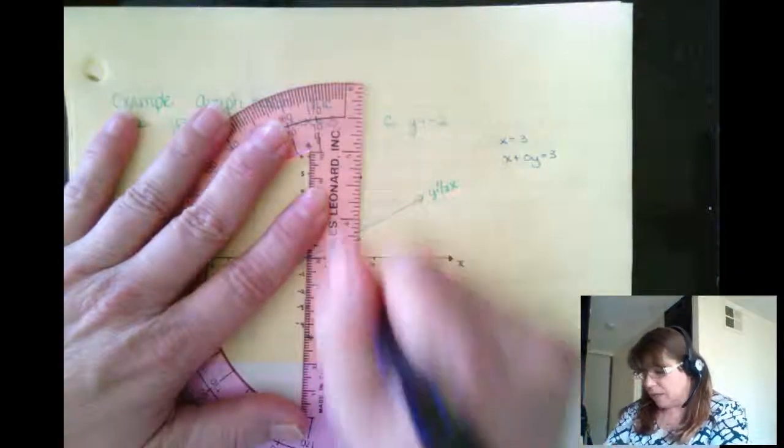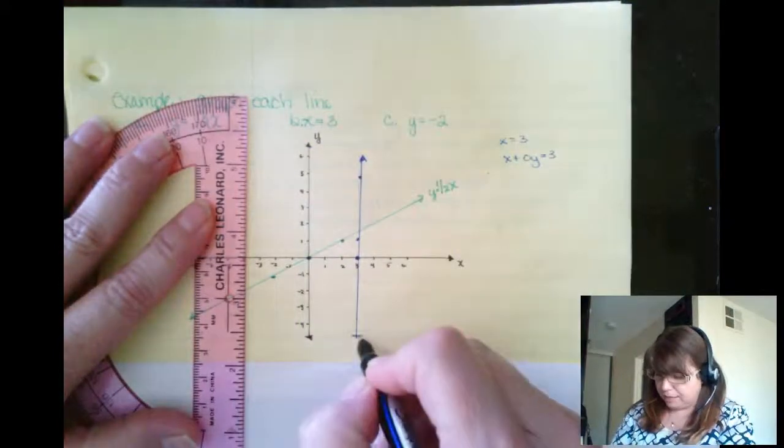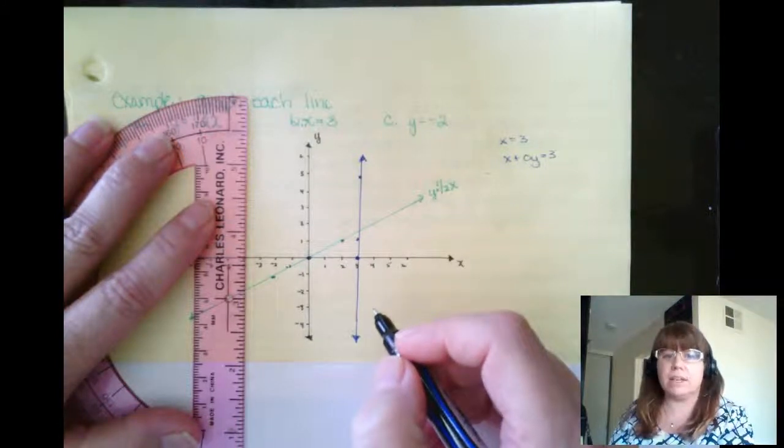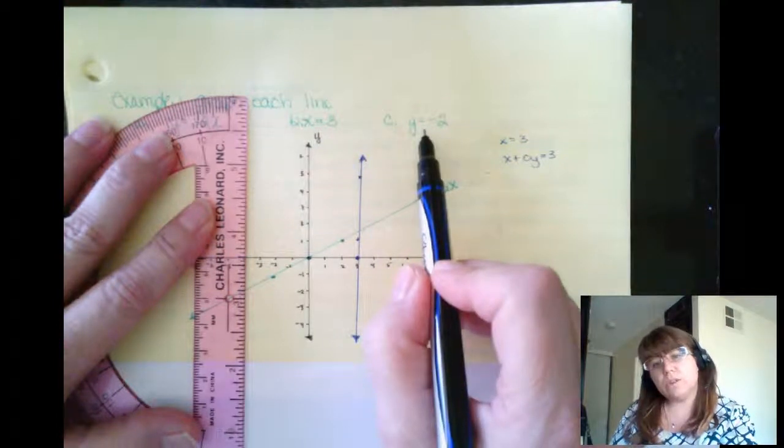I'm going to connect my dots, and it is a vertical line. X never changes. X is always 3. Okay, what about y equals -2?